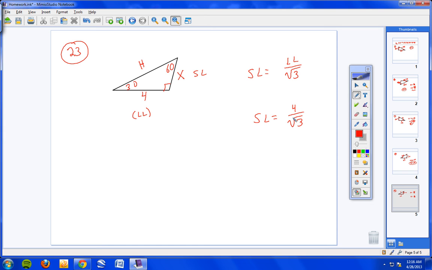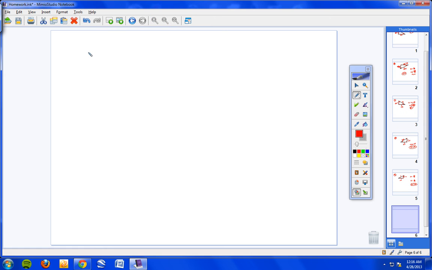Now that would normally be your answer, but they want you to type it in and get out a decimal. So somehow you've got to figure out how to use your calculator. Everybody's calculator is different. 4 divided by the square root of 3 should give you this decimal here. So if you're not getting this, you need to talk to a friend and figure out how to type this into your calculator. The directions say round it to the nearest tenth. So the answer would be 2.3. And that's the shorter leg, which is what we found. Okay, let's take a look at number 24.